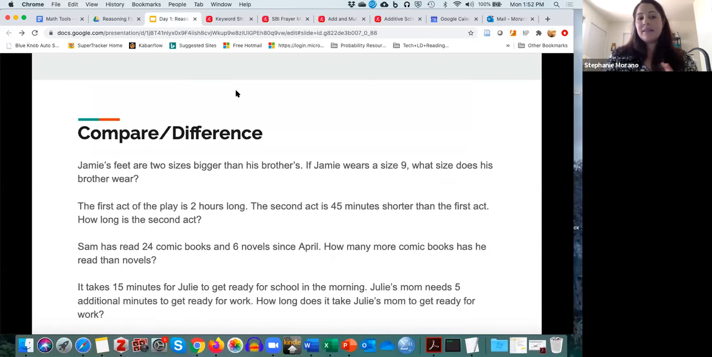So the next additive schema is called the compare schema or the difference schema. And again, this is a list of problems that all fall under the category of compare or difference schema. And we're going to do the same thing here. I want you to look at these for a moment and think about what do these have in common, and how would you define or describe this schema?